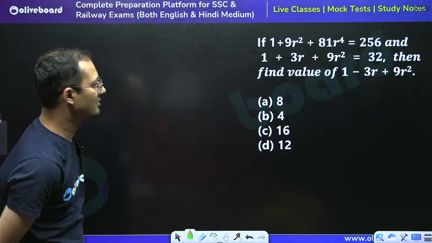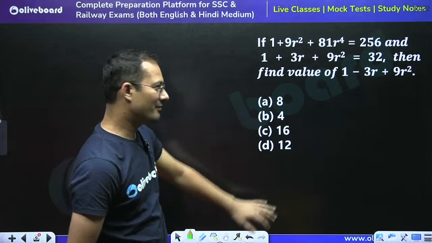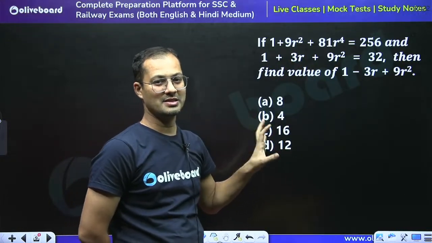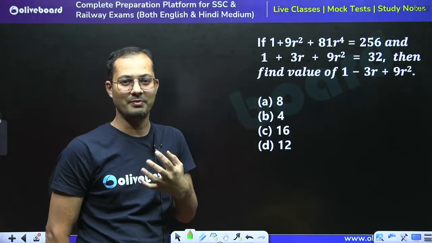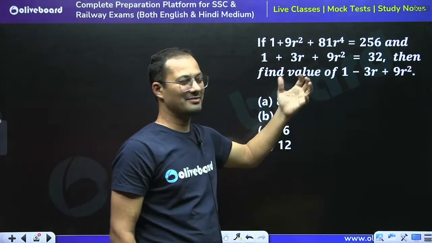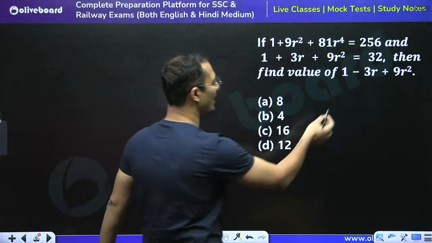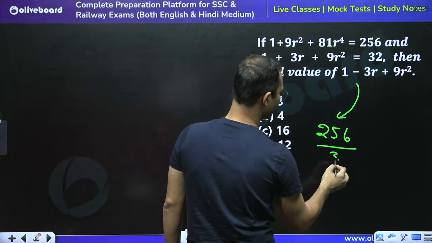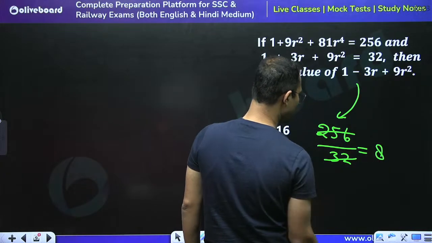So moving forward, tell me what is the answer of this question. See, whenever you see this type of structure, you must feel happy inside your heart. The happiness, the bliss must arise from the heart, because this is a well-known structure. So we can say that the value for this is directly going to be 256 divided by 32. So the answer is going to be 8.